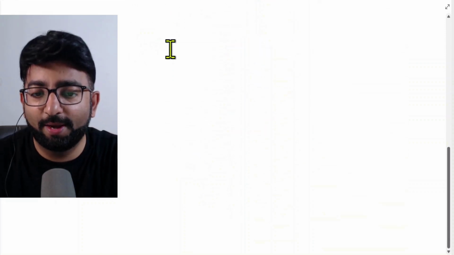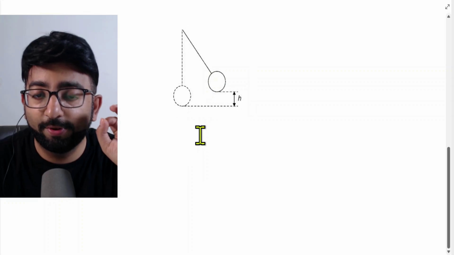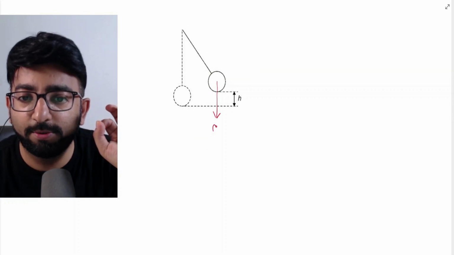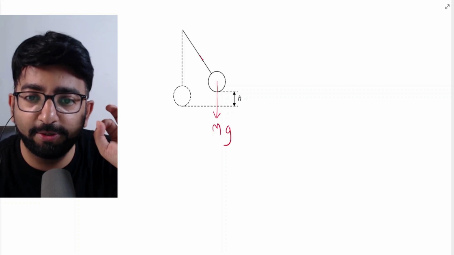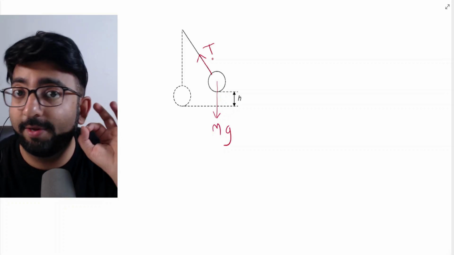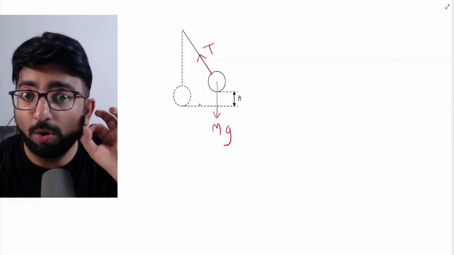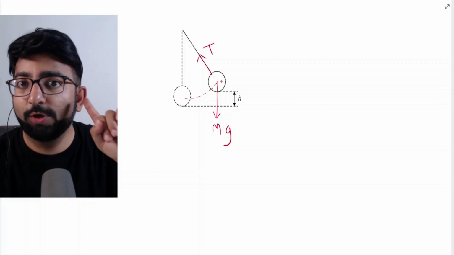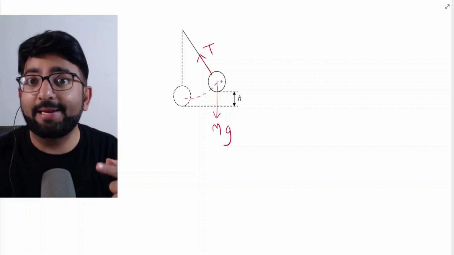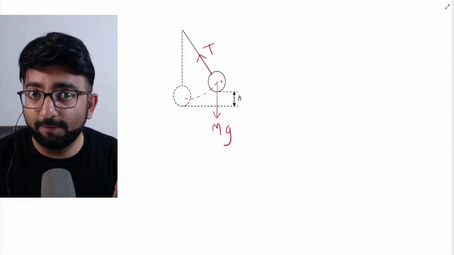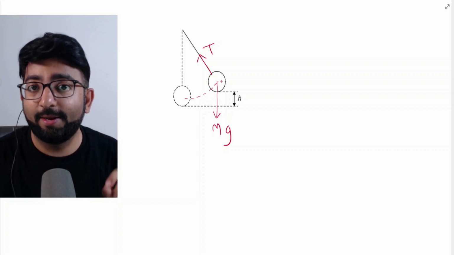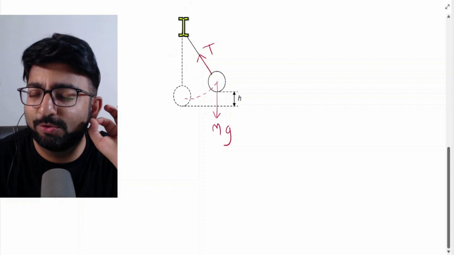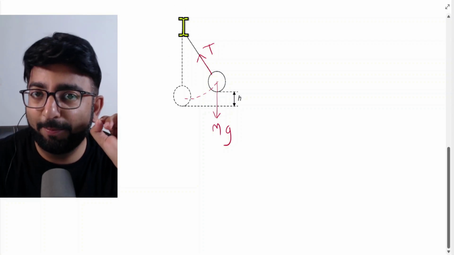So let us draw this diagram again just for more clarity. So we have mg acting downwards. Then we have T, tension, acting along the string. We have to figure out the net force. We already know that the ball is actually moving in a circular fashion. So remember, circular motion deals with centripetal force. So centripetal force is the net force which is acting towards the center of the circle. In this case, this is the center. So how do we figure out the Fc, centripetal force?